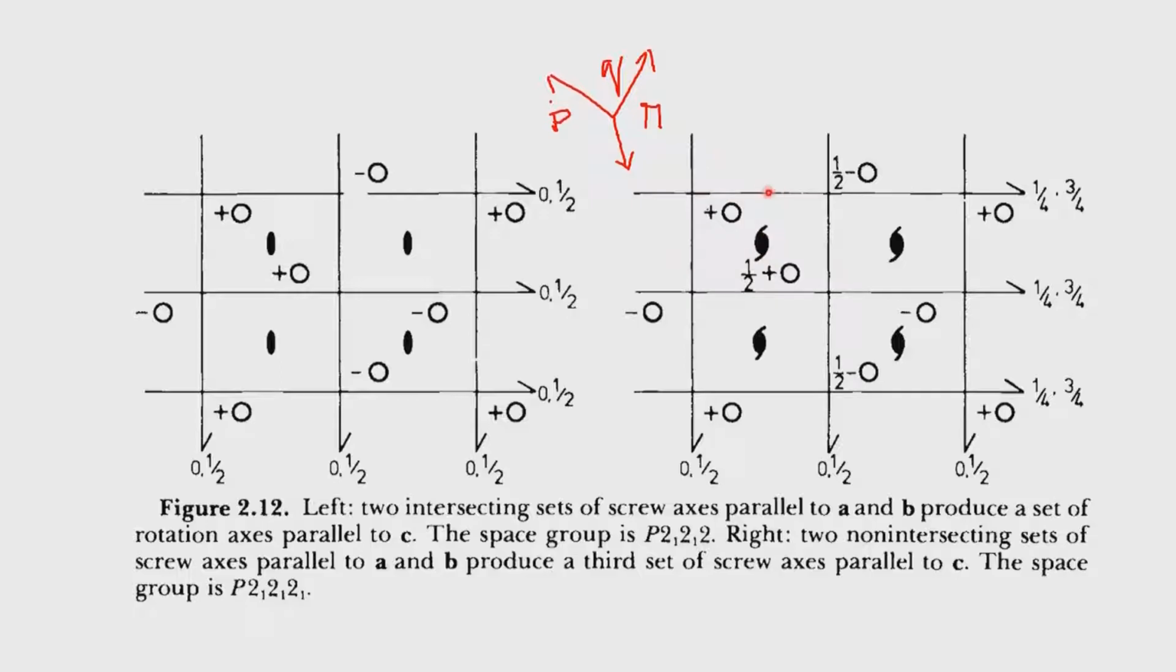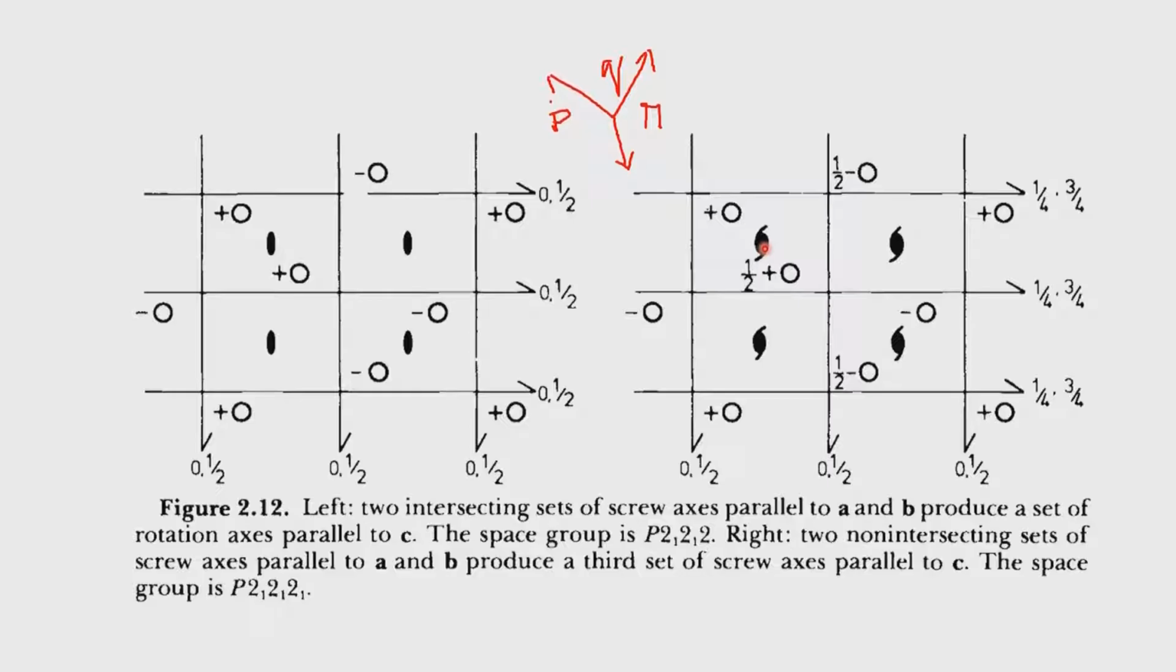1/4 along this direction and 1/4 along this direction. So, this is a very interesting space group, very beautiful space group which can be generated, and the 3 2-1 screw axes are non-intersecting, and they are removed from each other by 1/4.